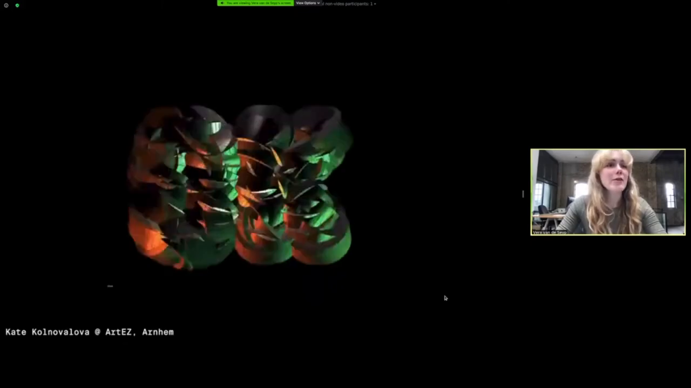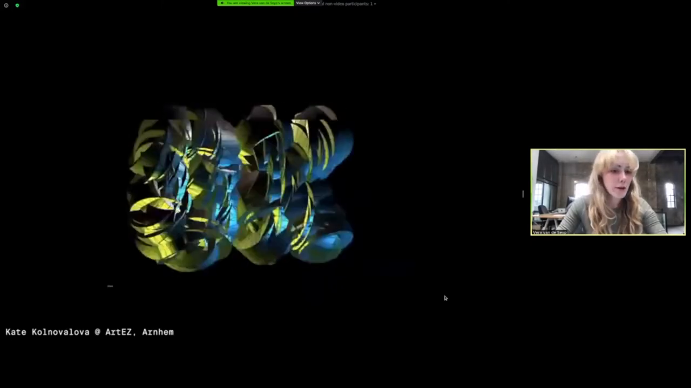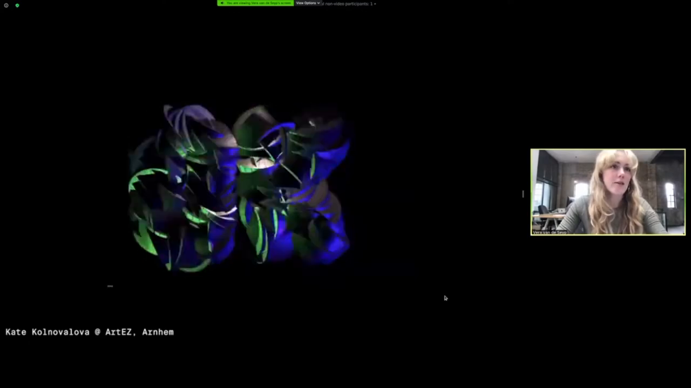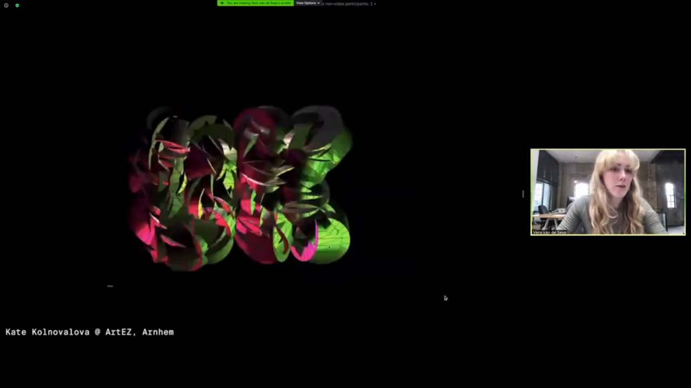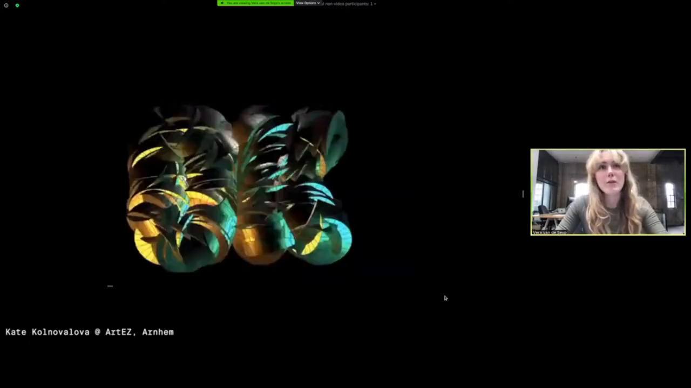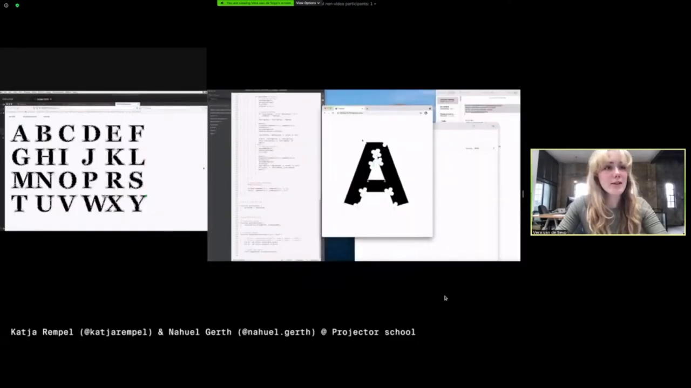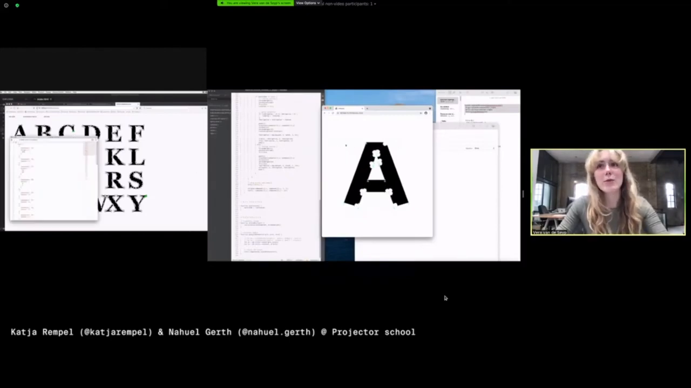Something more recent: I recently gave a Type in Motion course at ArtEZ. This is the work of Kate Konovalova, which I thought was quite nice. And this is the work of Katja Rempel and Niall Gareth, who basically were helping each other out and looking at how they could make different ink traps, which turned out to be quite difficult with P5.js, but I think they made a really interesting research in that.